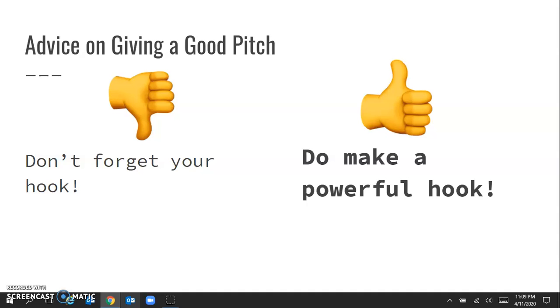A hook could be a question, it could be a statistic or a fact about your problem, or it could be a story related to the problem. It should be powerful and fast. You don't want to spend a lot of time on your hook because the point is to immediately get the attention of your audience.